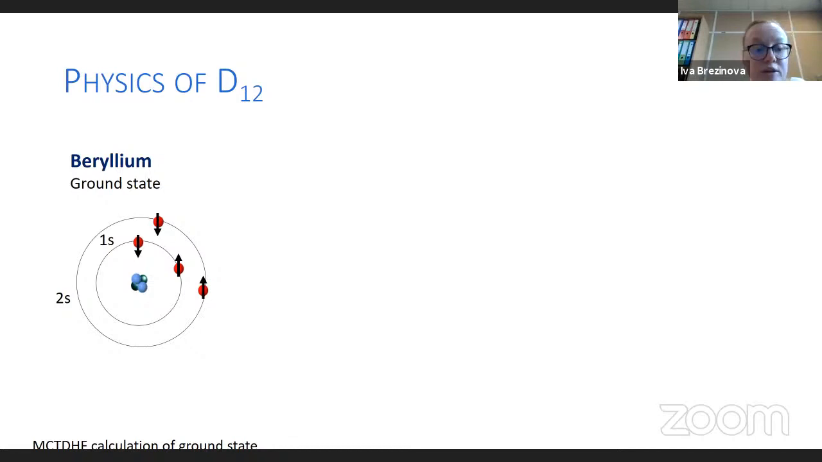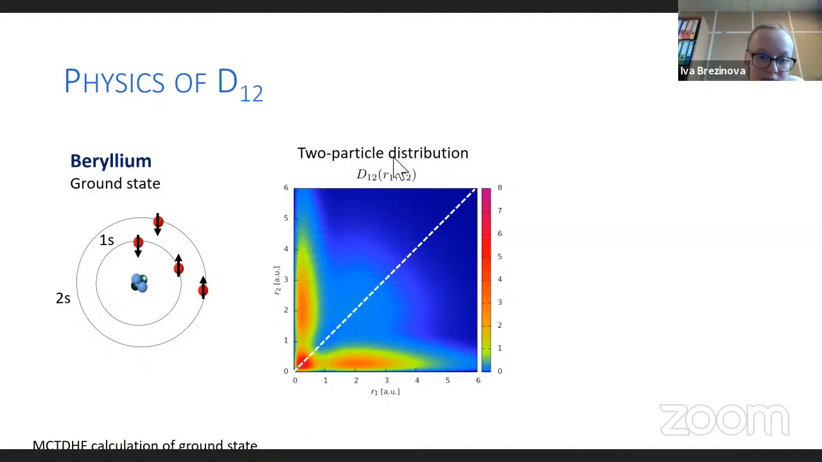So this is the two-particle reduced density matrix. Well, it's not a matrix anymore because we just have used the diagonal. So it's a two-particle distribution as a function of the two radial components. And what you can already see here is the trace of the 1s shell, which is occupied by two electrons. This is a combination of 1s and 2s.